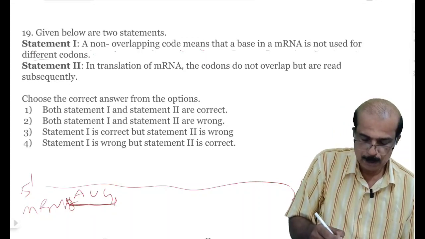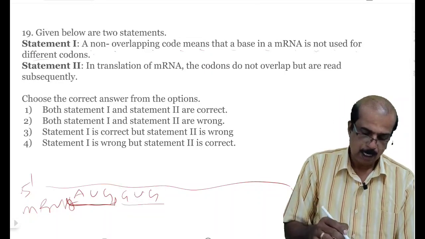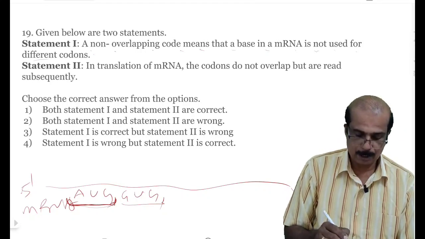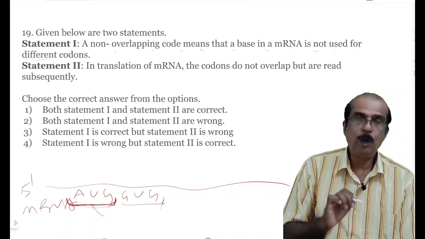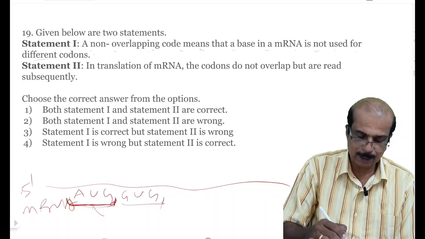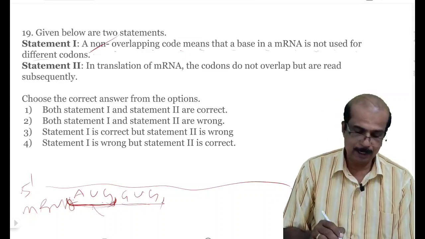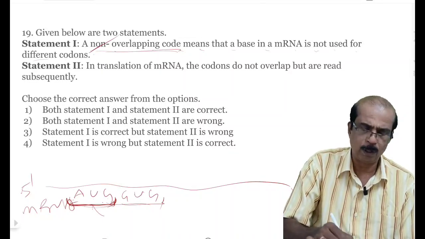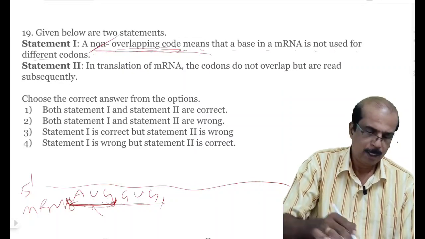Next one, GUG, for example. In AUG, the first 3 nitrogen bases code for one amino acid, methionine. Here there is no overlapping. So any nitrogen base of this codon cannot be used for another codon. That is a peculiarity of a non-overlapping code. Non-overlapping code means that a base in mRNA is not used for different codons.